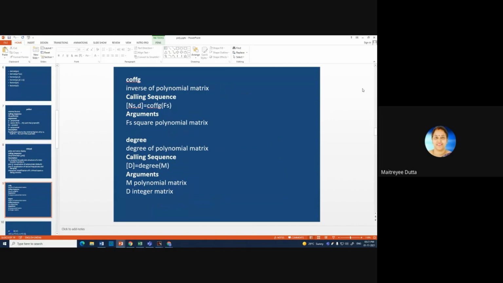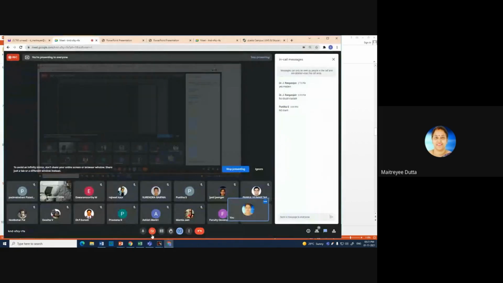Next is your COFFG. COFFG is the inverse of a polynomial matrix. Any doubt up to this? Any doubt? Any one of you? That means we have found the Horner factors, Paul fact, and finally we have done the TRF mod.